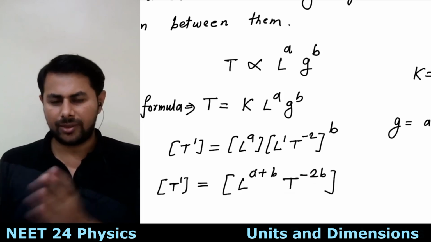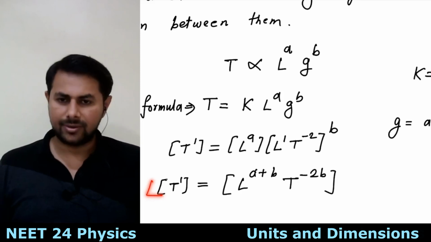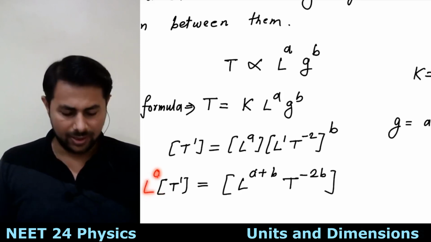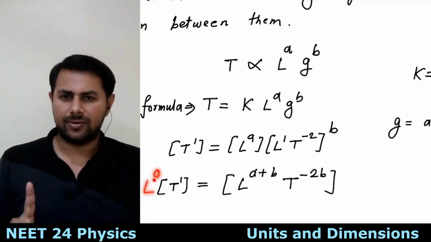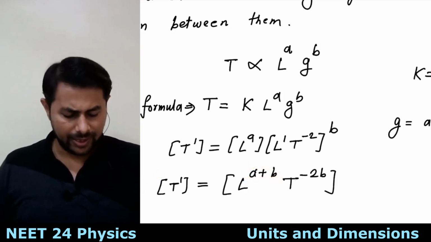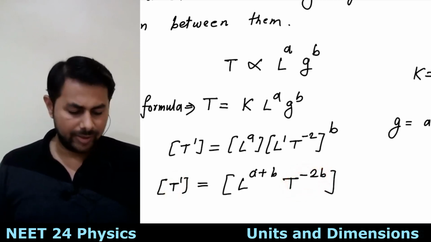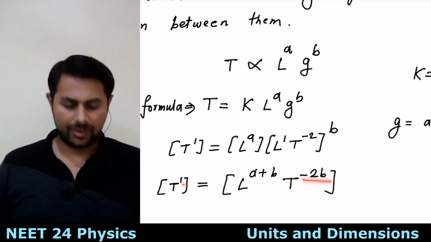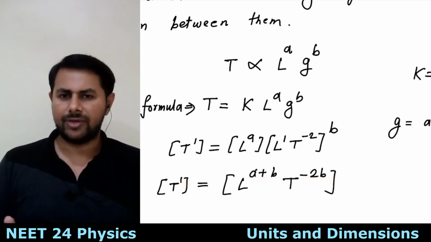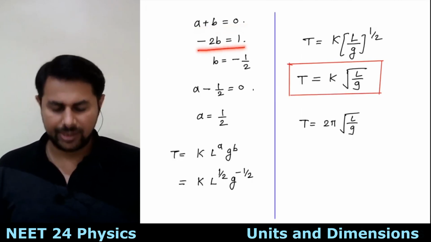The dimensions on the left hand side and on the right hand side must match, which means there is no l on the left hand side. That means you can say l raised to 0 is there, because anything raised to 0 is 1, right? So a plus b must be equal to 0. And there is t raised to 1 on the left hand side, and on the right hand side you have t raised to minus 2b. So minus 2b must be equal to 1. You get these two equations: a plus b is 0 and minus 2b is equal to 1.